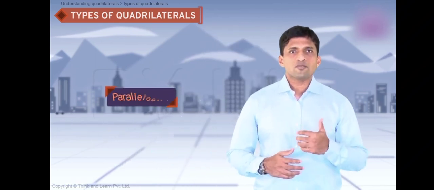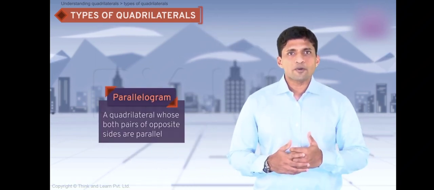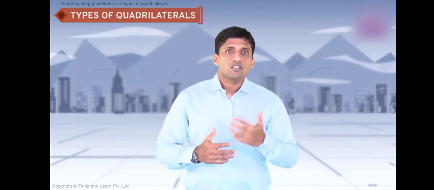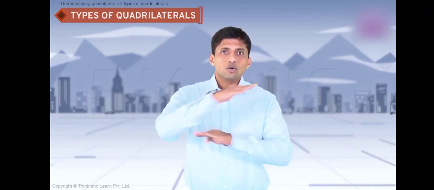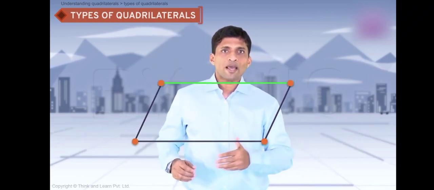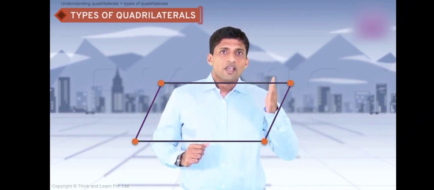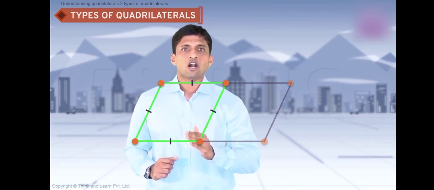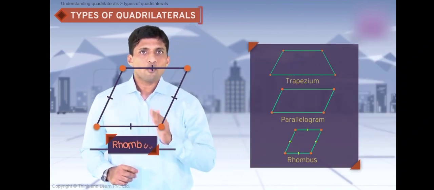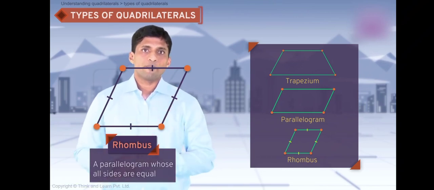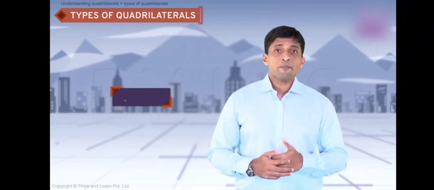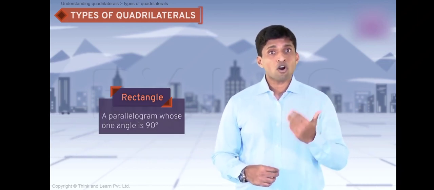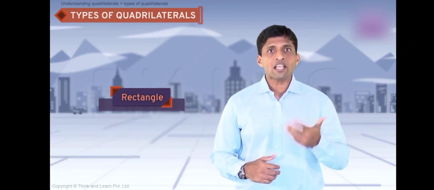So as you already know, parallelograms are nothing but where both pairs of opposite sides are parallel. Now let's look at different types of parallelograms. So let's take a parallelogram like this where these two are parallel, these two are parallel. Now if I just cut here and if I make all four sides equal, this is called a rhombus. So a rhombus is a parallelogram where all four sides are equal. Now a rectangle is a parallelogram where one angle is 90. Effectively, when one angle is 90, all four angles will be 90 degrees and equal.